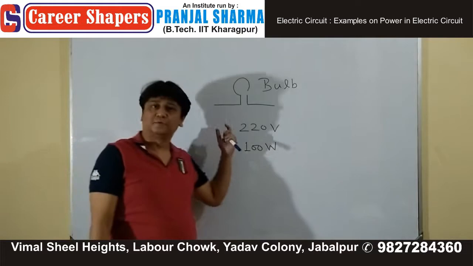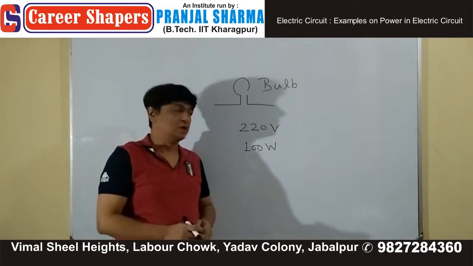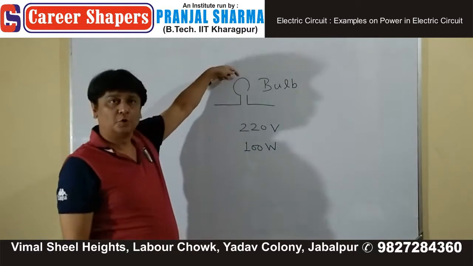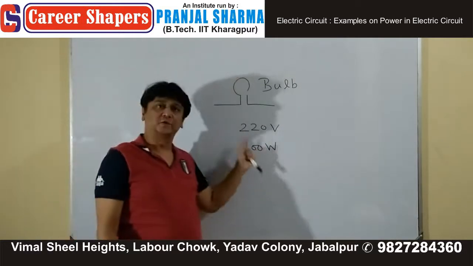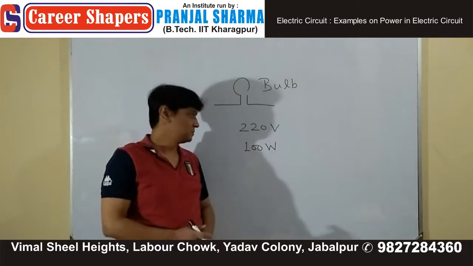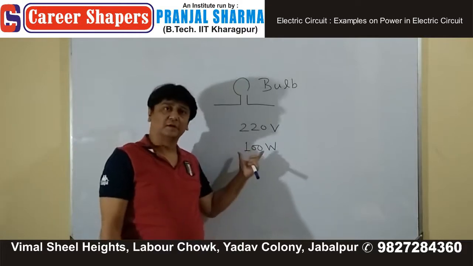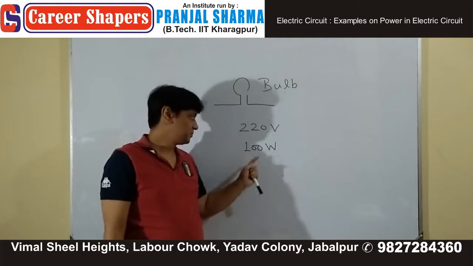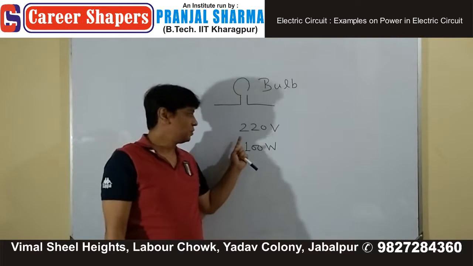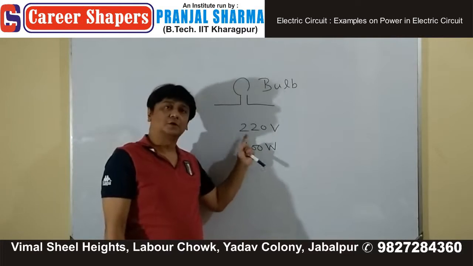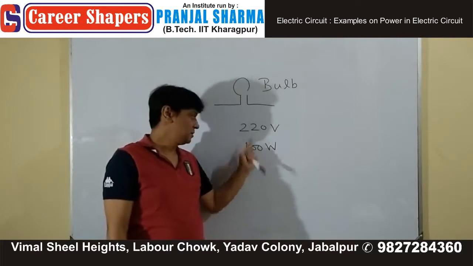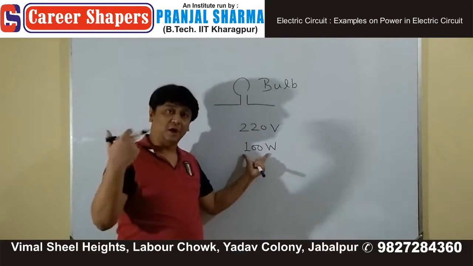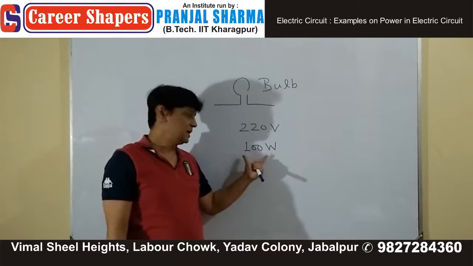The old bulbs with filament and all, you must have seen those bulbs. And on top of the bulb, you would have seen this kind of rating, 220 volts, 100 watts. So this is a standard reading. When it was manufactured at the company, they found that once you connect it across a 220 volt supply line, the brightness, or you can say the power it consumes, is 100 watts.